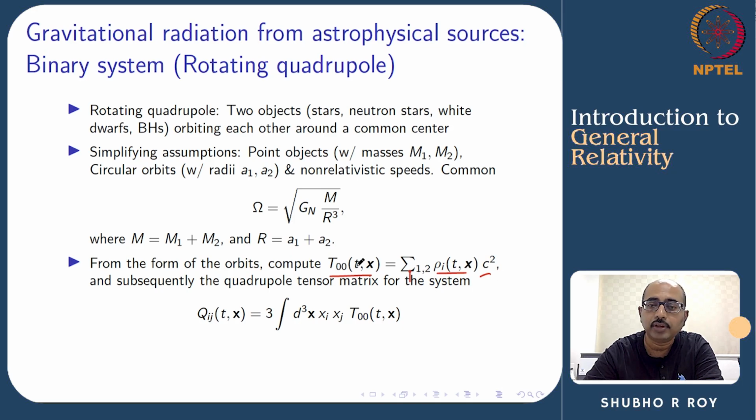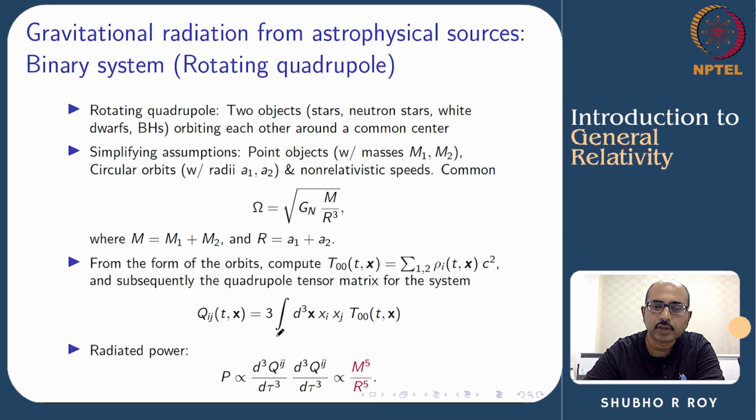And once we have the T00, we can compute the quadrupole tensor matrix, which is given by this formula. The integrals will be very easy because the mass densities are Dirac deltas. They are point objects, so the densities are given by Dirac delta, and integrating Dirac delta is very easy. So this computation is fairly easy. I will leave the details of the computation as a homework exercise. Please go through the steps.